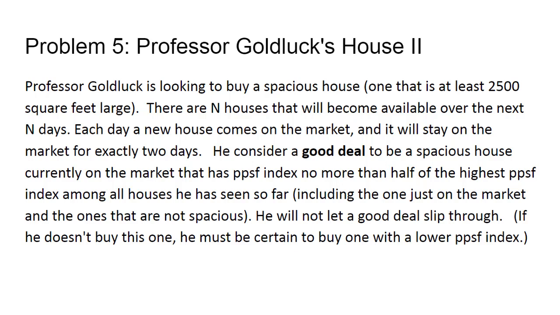And so he has a heuristic to decide which house to buy, because in this setting you cannot just wait until the end and then see which one is the best, because by that time the best house may be gone. So Professor Goldluck's heuristic is: if a house has a PPSF index that's no more than half of the highest PPSF index among all houses he has seen so far. So we assume that this price per square foot cannot vary too much. So if there is a house that has a price per square foot only half of the highest he has seen so far, then he considers that a good deal.